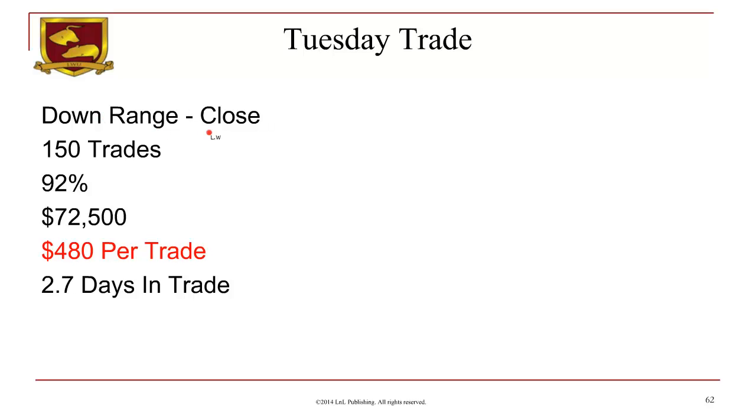So how about a down range, down close? Monday's a down range, down close. 92% accuracy, $72,000, $480 profit per trade. Wow. Now we got a trade, don't we?